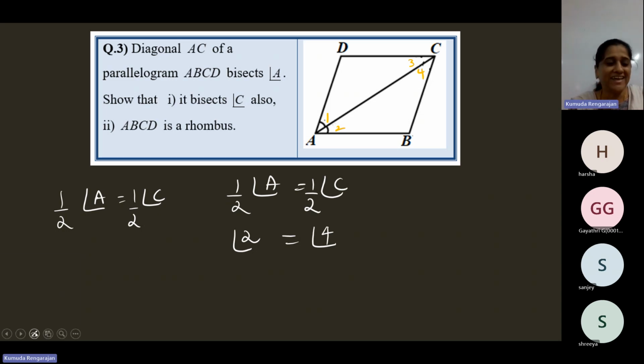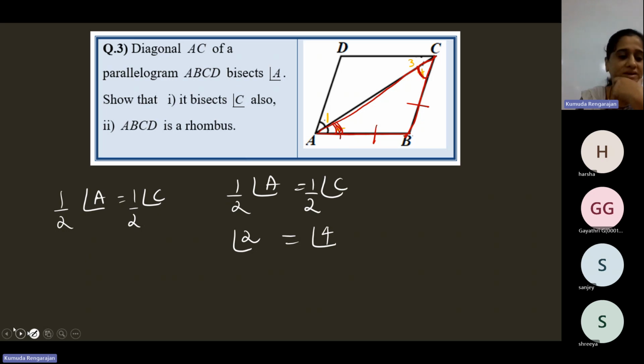Okay. So now in triangle ABC, angle 2 is equal to angle 4. So we know the isosceles triangle property, right? In a triangle, when two angles are equal, the sides opposite to them are also equal. So we have proved that AB is equal to BC. Adjacent sides are equal. So already opposite sides equal. Now we proved one pair of adjacent sides are equal. So it's a rhombus because it's a parallelogram in which all the sides are equal.